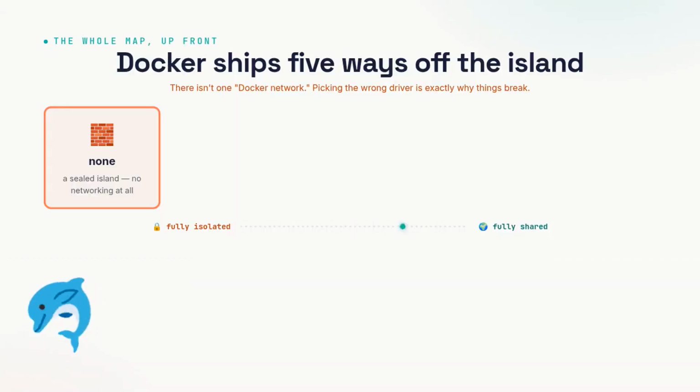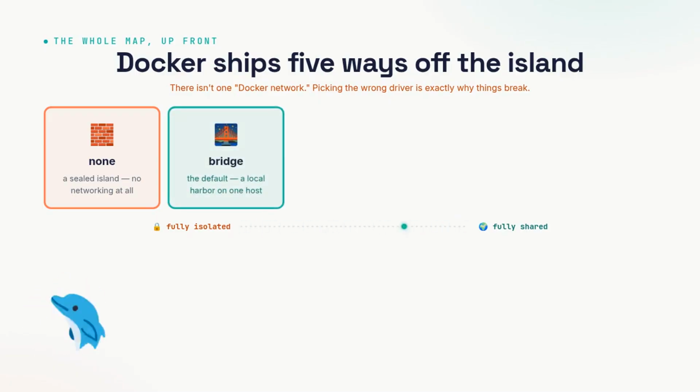One thing to plant up front, there is no single Docker network. There's a driver for each situation, and picking the wrong one is exactly why things break. Here's the whole map, 5 ways off the island. First, none, a fully sealed island with no networking at all, for jobs that should never touch a network. Second, bridge, the default. A local harbor connecting all the islands on a single host so containers on one machine can talk. This is the one you use almost every day.